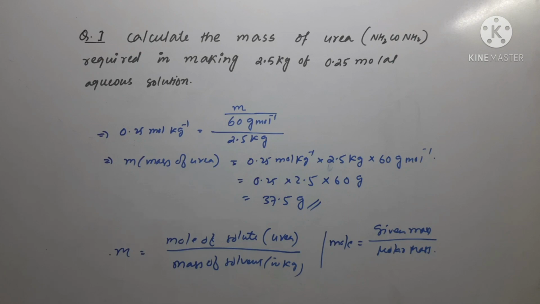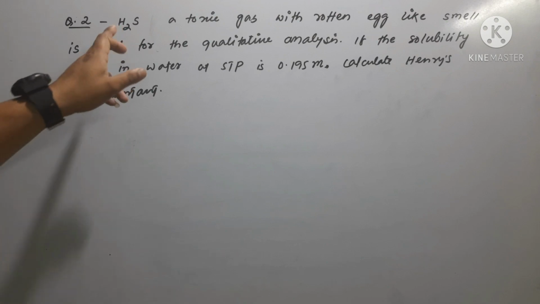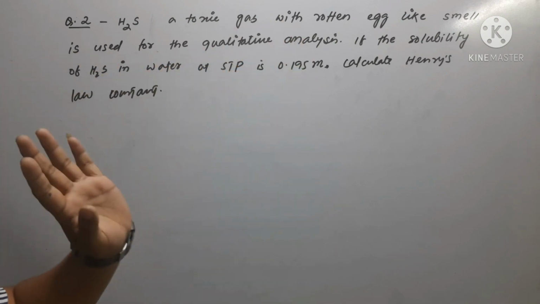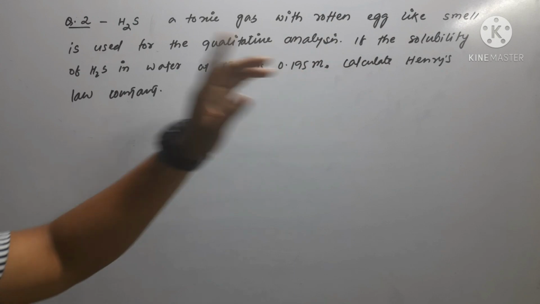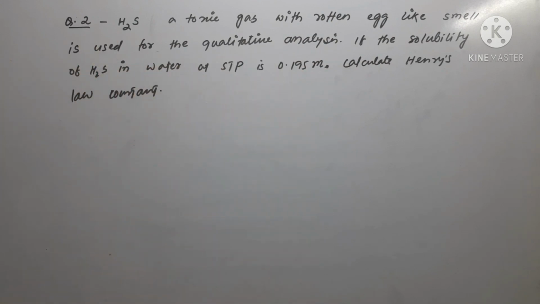So next, let's proceed to the next question. So here it goes, our second question. The second question says that H2S, hydrogen sulfide, a toxic gas with a rotten egg-like smell, is used for qualitative analysis. If the solubility of H2S in water at STP is 0.195 m, then we have to find the Henry's law constant.